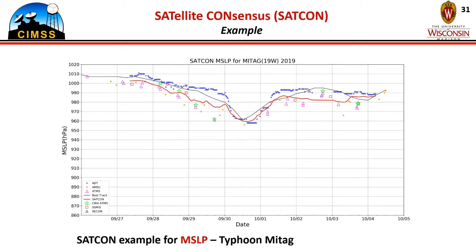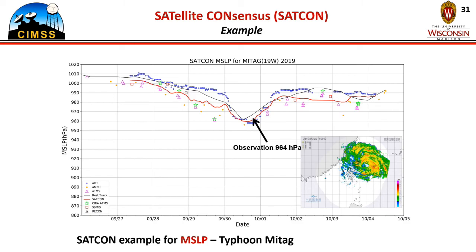Here is that same example in terms of mean sea level pressure. Again, you see many of the same parameters plotted for this estimate. Okay, and in this one, there was an observation as the storm made landfall, and you can see the 964 pressure observed was in good agreement with the SATCON estimate.